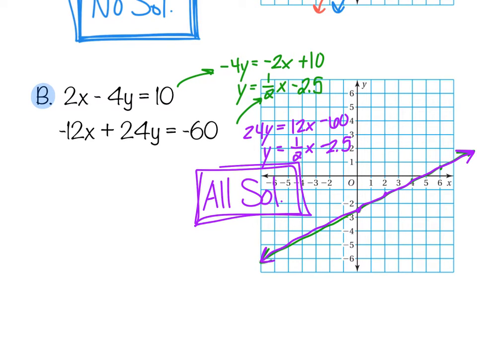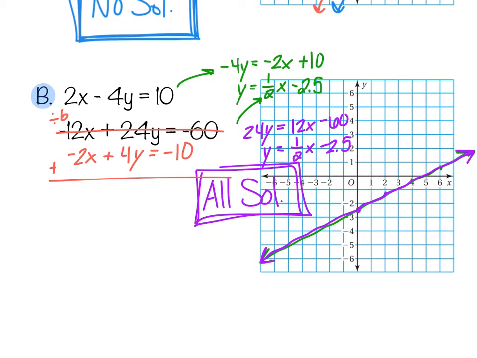Now, if I was wanting to solve this algebraically, I would definitely use elimination here. And I could multiply the top equation, or I could divide the bottom equation by 6, right? I could divide by 6. That would give me a new equation of negative 2x plus 4y equals negative 10. And now that my x's and my y's are both lined up, I would add these two together.